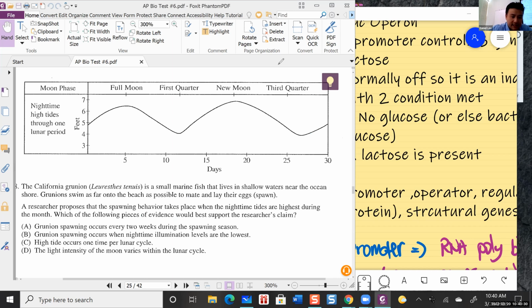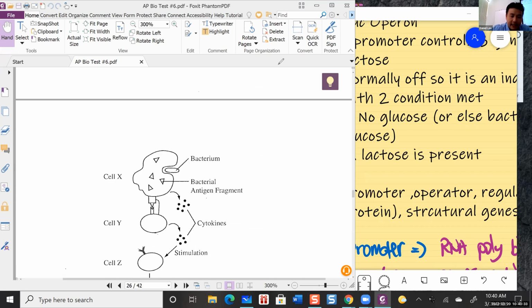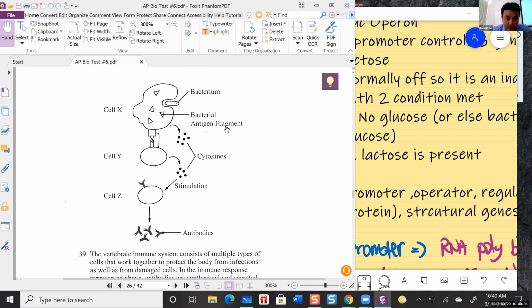All right, that's 38. Let's look at the next one, 39. Next one here is the immune system. If you look at the immune system, the bacteria, and this is the antigen presenting cell we talked about, right? A bacteria will be eaten by cell X. This could be a macrophage, for example. It eats a bacteria and displays the antigen fragment on the surface. That is called antigen presentation. And cell Y will be a helper cell, T helper. The antigen presenting cell presents to the T helper that this bacteria is invading us.